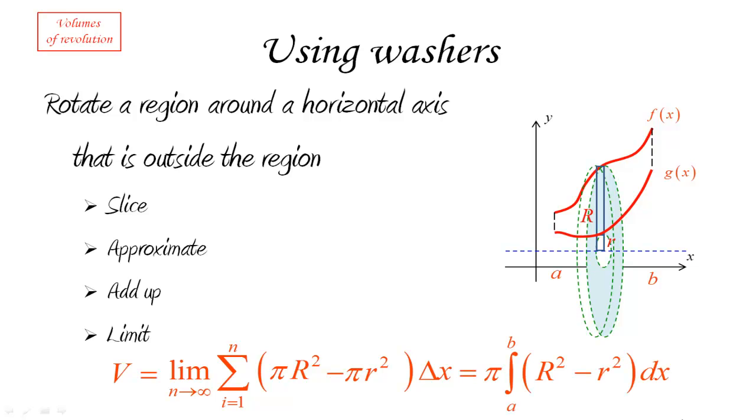So it's going to be again the integral from a to b, where a and b are the left and right limits, of, well, the pi is in common, and being a constant, it can come out of the integral. So on the inside, we end up with simply big R squared minus little r squared dx. This is what we call the formula for the washer method, and it is used when we are rotating around a horizontal axis, and the region that we rotate is not attached to the axis, so that it creates a hole.